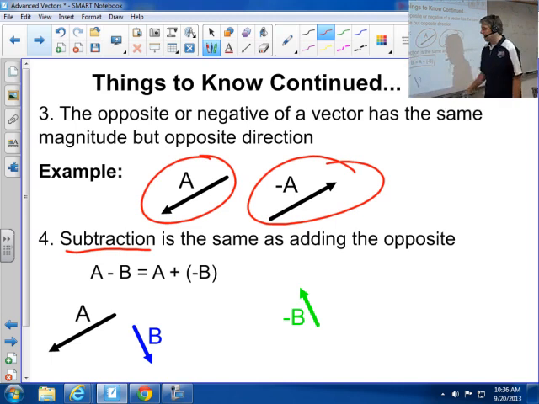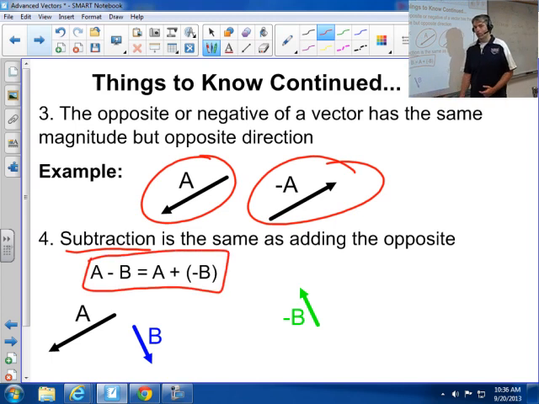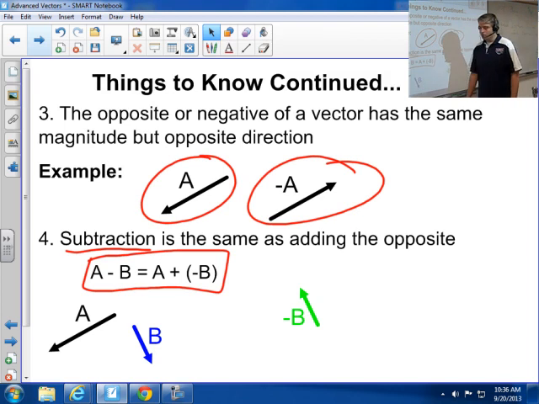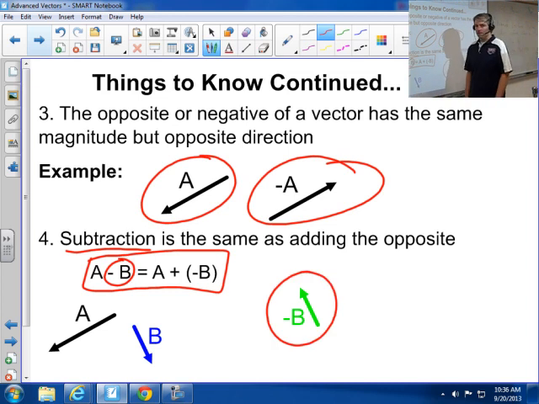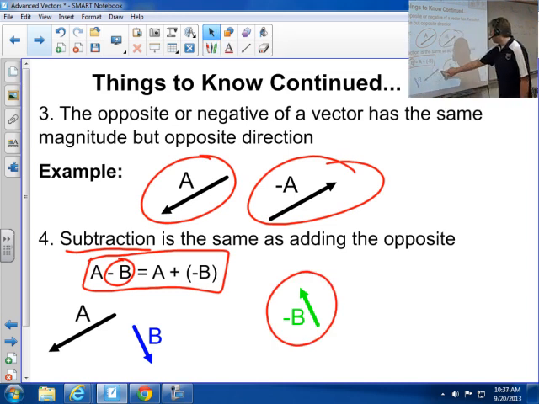So, for example, just like in math class, a minus b is the same thing as a plus negative b. So if you have a situation where you have to subtract a vector from another one, all you have to do is reverse the vector, that is, take the negative. In this case, I have a minus b, so I'm going to reverse it to get a negative b. And I've done that right here. There's my negative b. And then my subtraction problem has just become an addition problem. I'm going to add a and negative b.